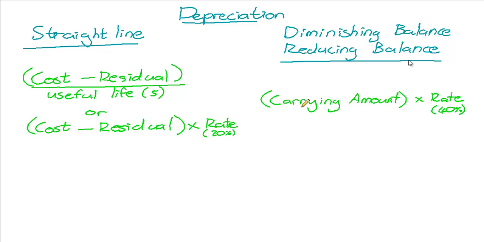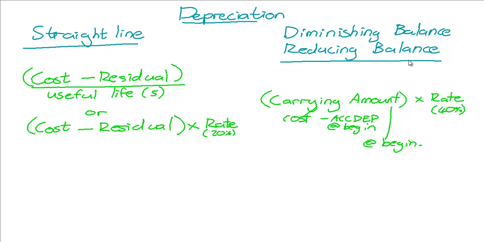Now, just a quick recap, the carrying amount is my cost minus the accumulated depreciation at the beginning of the year. So you're going to take the carrying amount also at the beginning of the year. Good, so that is just the different calculations that you're going to do for the different methods.